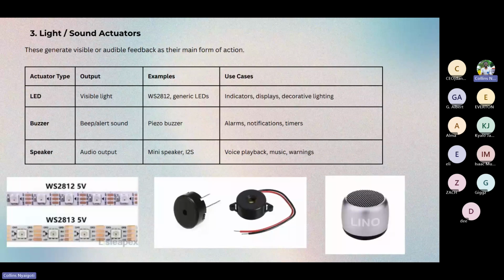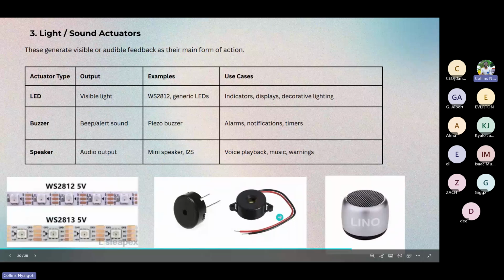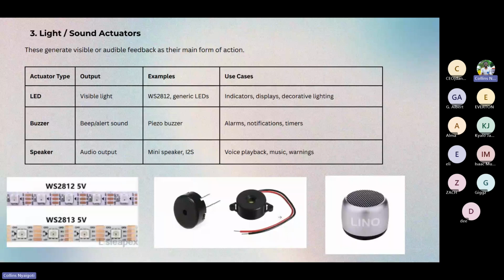Another type of actuators are normally LEDs, buzzers, and speakers. I believe this is self-explanatory. Because of time, I'll just skim through. LEDs produce light, buzzers produce sound, speakers produce audio, which is still sound. This sound affects the physical world, and light affects the physical world. So they're producing an action to the physical world, making them actuators.